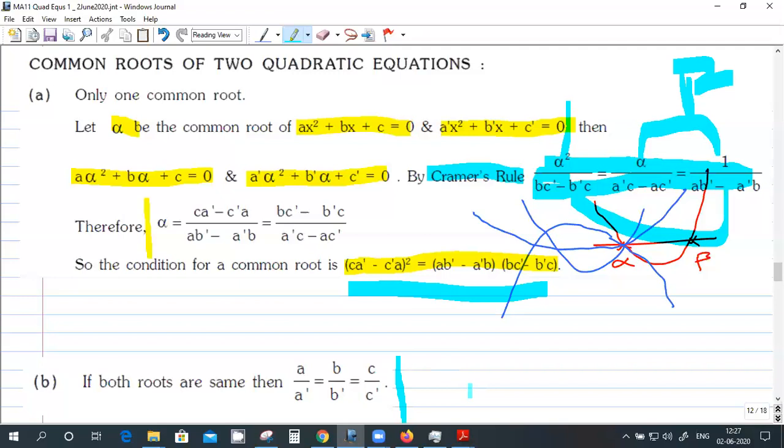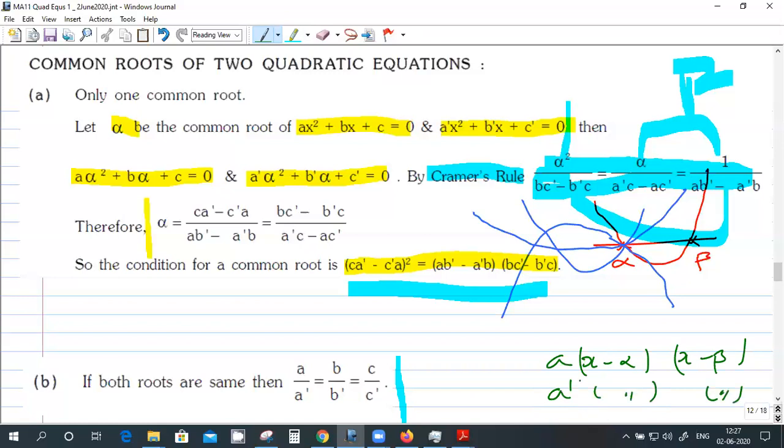And if the two parabolas have the same roots, then this is the condition: A by A prime equal to B by B prime equal to C by C prime. Because two parabolas having the same roots, the difference will come only in the A. This is A. So another parabola which will have the same roots alpha and beta will have some other value of A. Let me call it A prime. But the roots are the same.